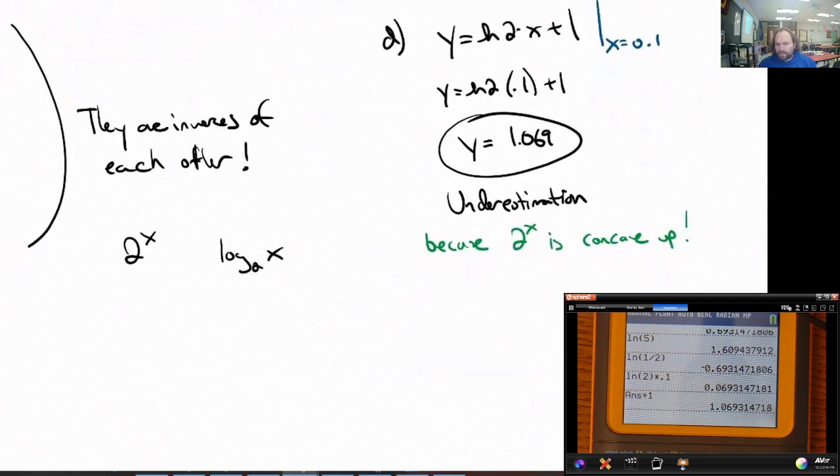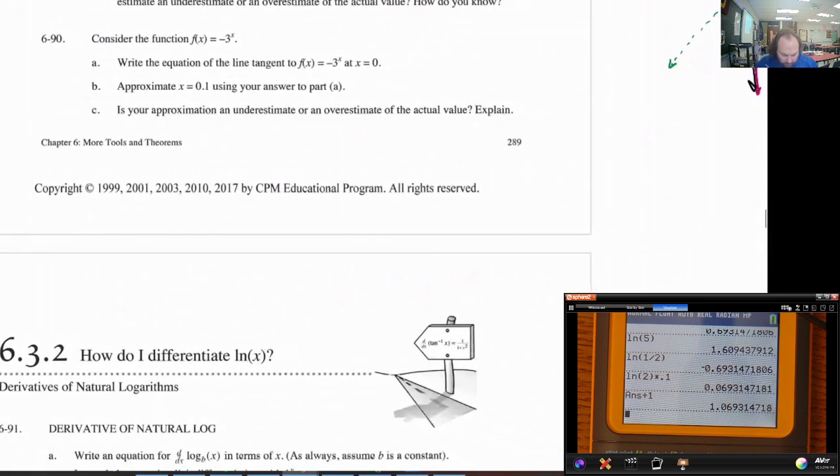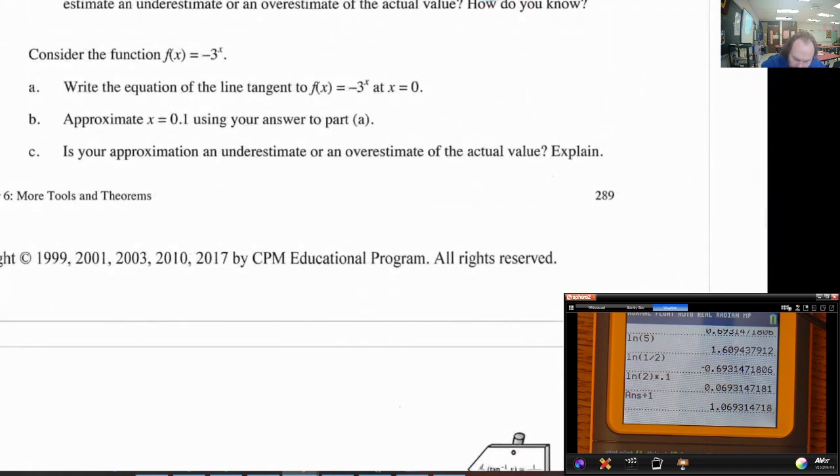Concave up. Let's take a look at one last question here. I think it's going to be very similar. 690 is going to ask us to consider the function f of x equals negative 3 to the x power. We're going to write the equation of the line tangent to that at x equals 0. So very similar. The first thing we should do is figure out all the parts here.